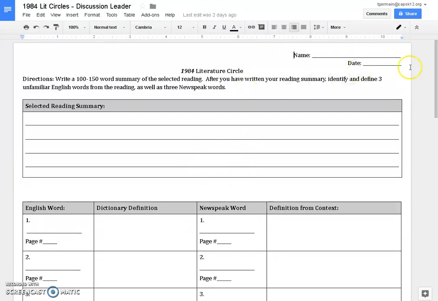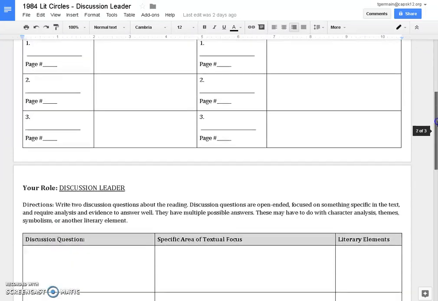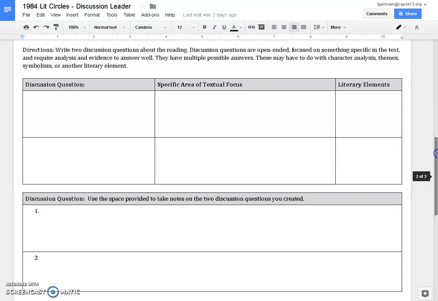Lastly, the discussion leader, your job is to write 2 discussion questions about the reading. Discussion questions are different from quiz questions. They're open-ended, meaning that there's not one single correct answer. They focus on something specific in the text still, and they require analysis and evidence to answer, but there are multiple possible answers or multiple possible interpretations.